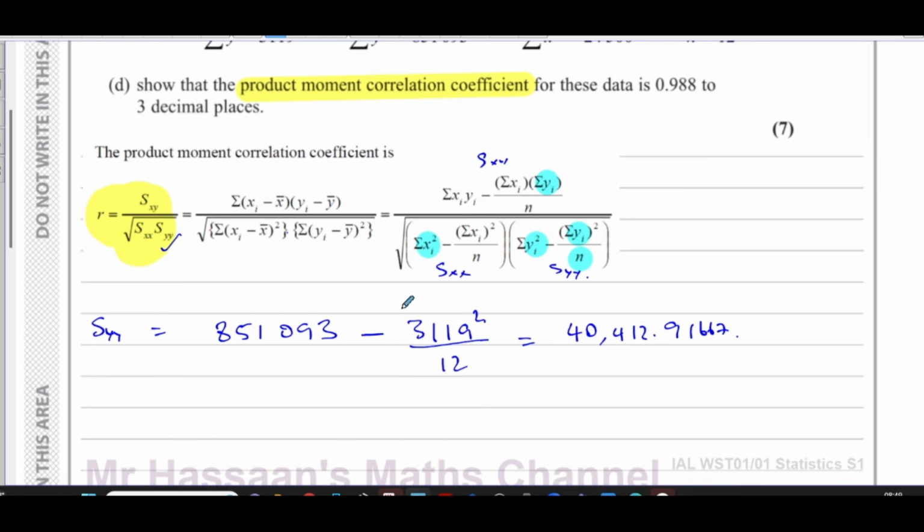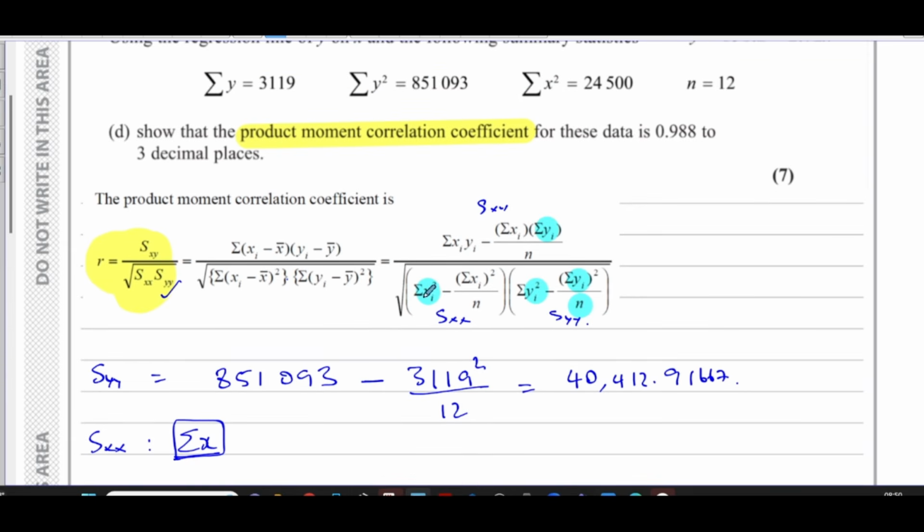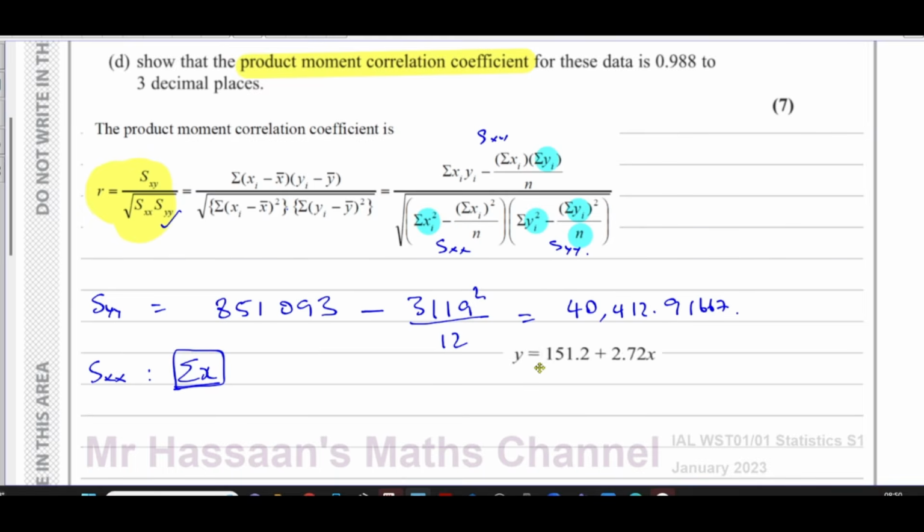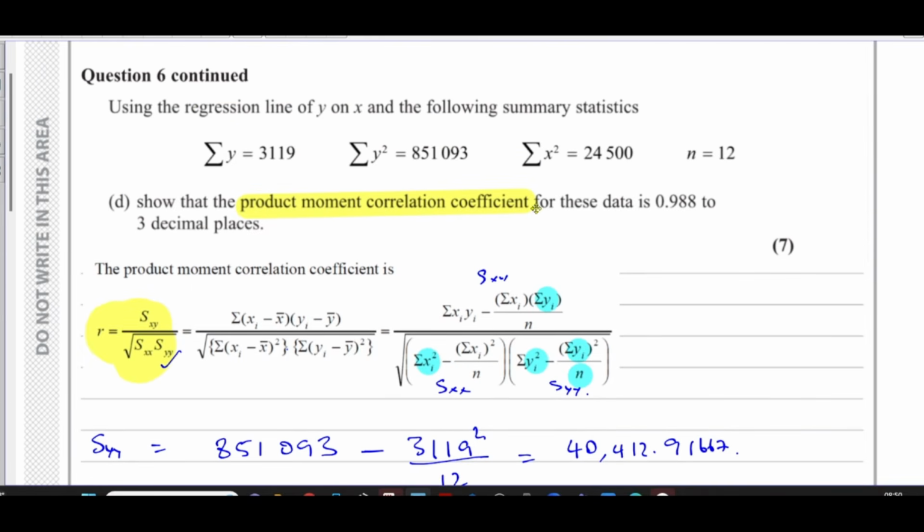Now, to find SXX, I need to know the sum of X. That's what I need to know. Now, how do I find the sum of X? I don't know the data values at all. All I have is what they told us, the equation of the regression line, so I'll bring that down. And I have that summary data. But from the summary data here, there's no way for me to find the sum of X.